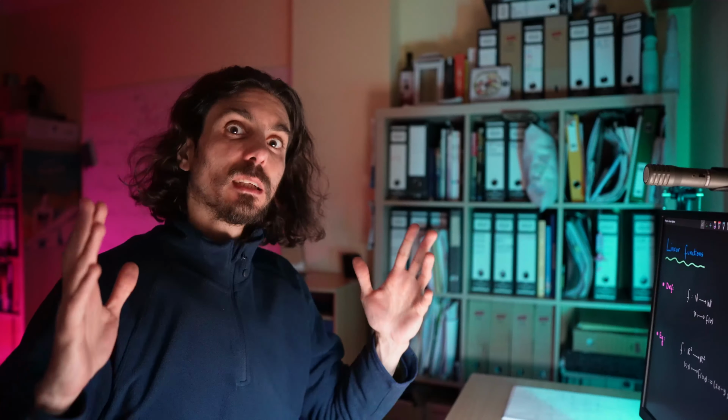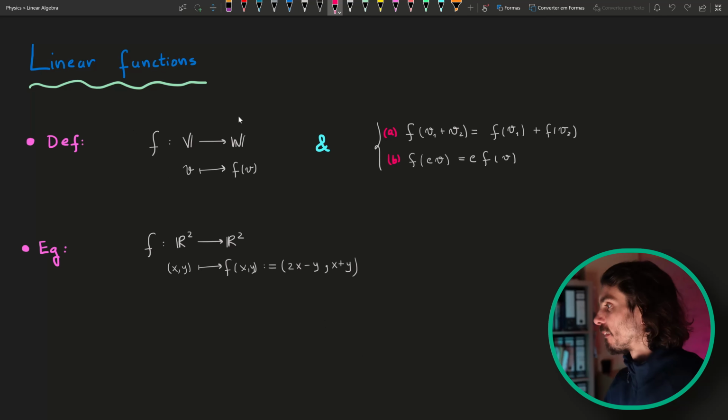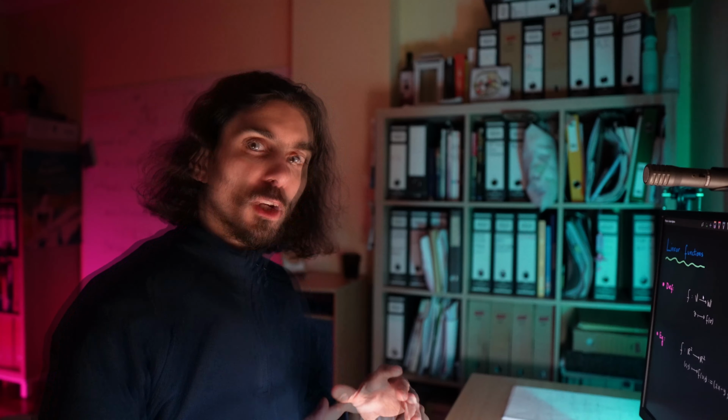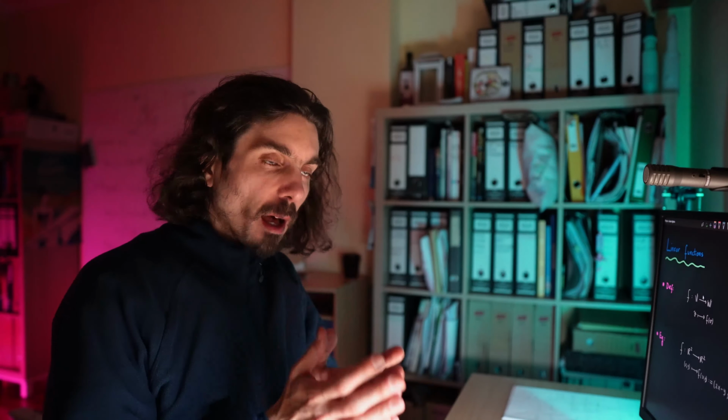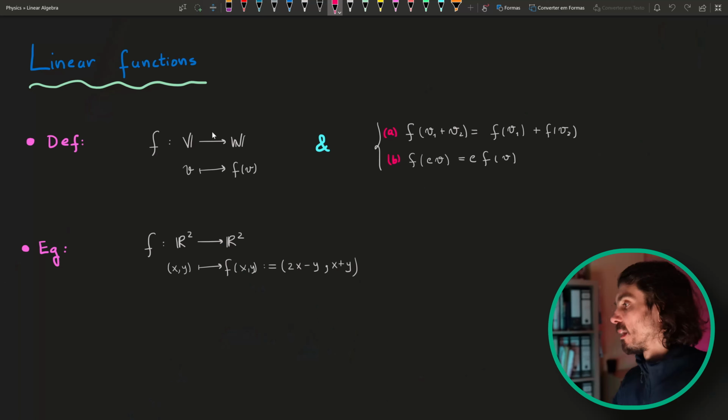What are these linear functions? We see on the screen here the definition. So we have here the function f between the vector space V and the vector space W. The vector space V is the domain of our function, and W is the codomain.